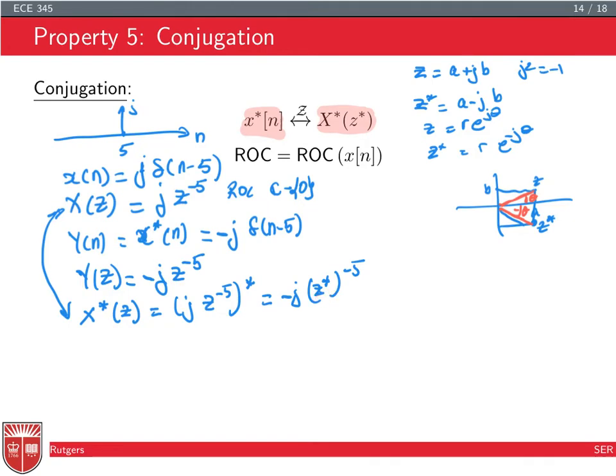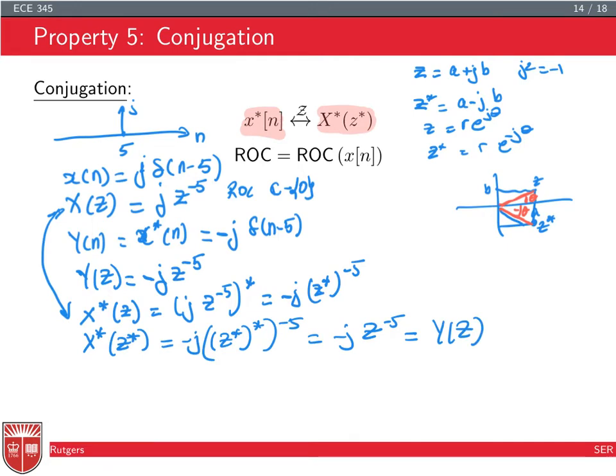Now, if we try to evaluate what X star of z star would be, this would be minus j. Instead of z, we replace it by z star, so this is going to be z star to the power minus 5. And we know that the conjugate of the conjugate is the number itself. So this is going to be equal to minus j z to the power minus 5, which is actually equal to Y(z). And this is actually what's happening. And again, the ROC is the same.